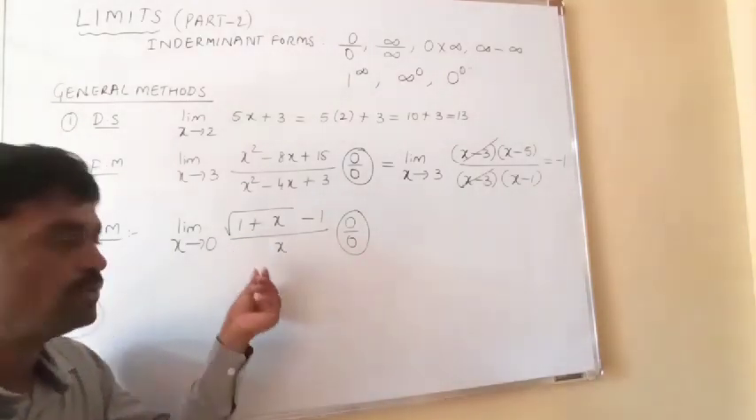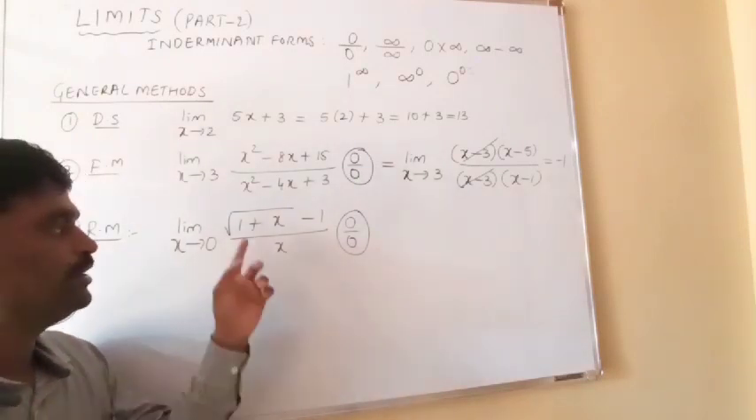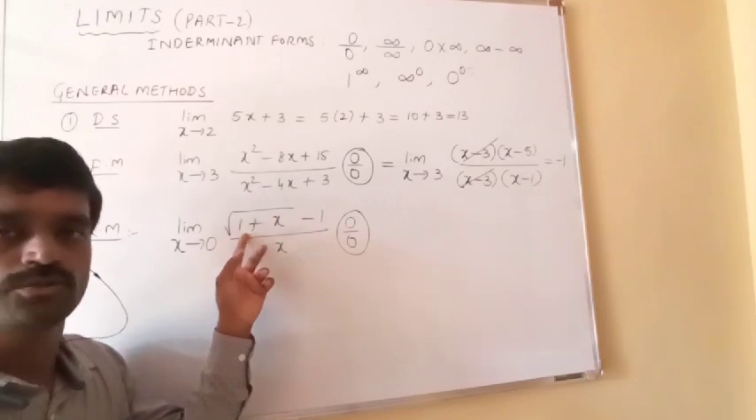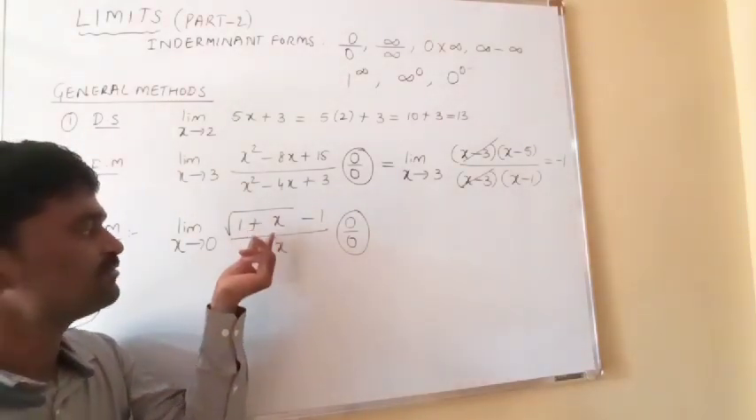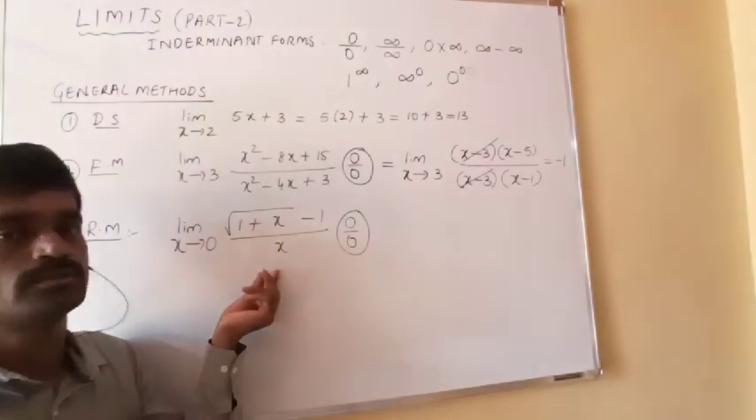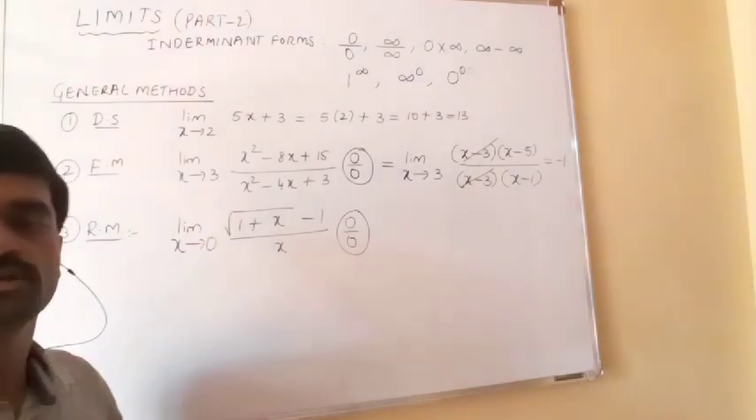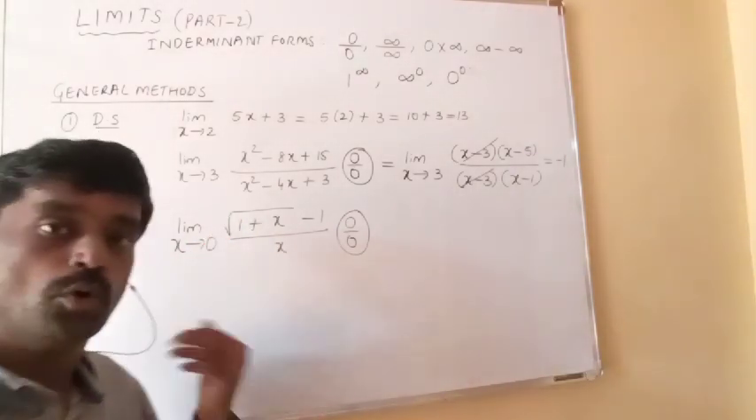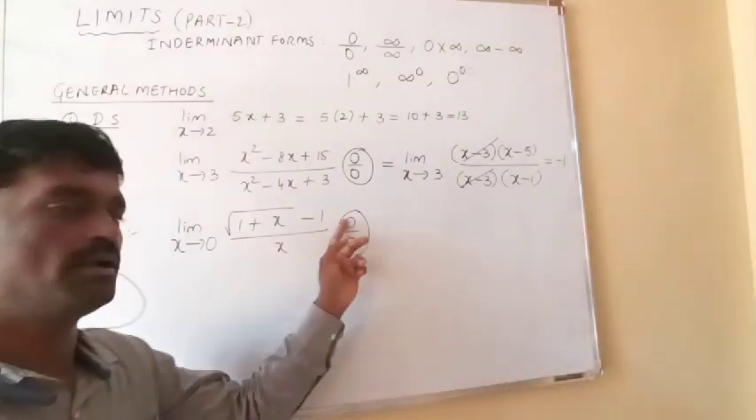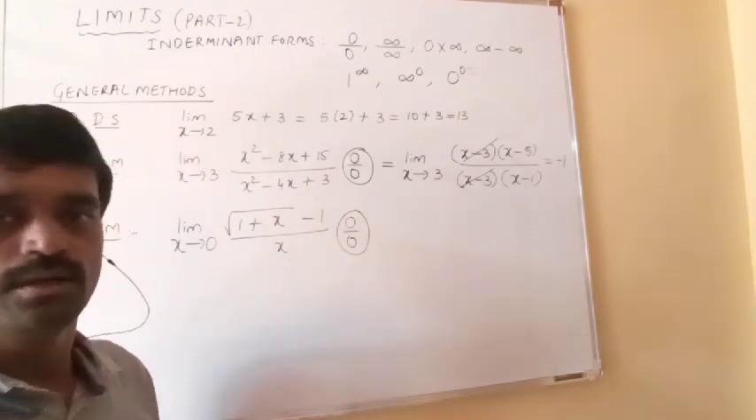So to evaluate the limit of this function, we have to rationalize. Where are you getting the irrational factor? In the numerator. So we have to rationalize the numerator. Suppose this irrational factor appears in the denominator, then we have to rationalize the denominator. For example, if the reverse of this problem is there, then we have to rationalize the denominator. If both numerator and denominator are irrational functions and applying the limit we get an indeterminate form, then we have to rationalize both numerator and denominator.